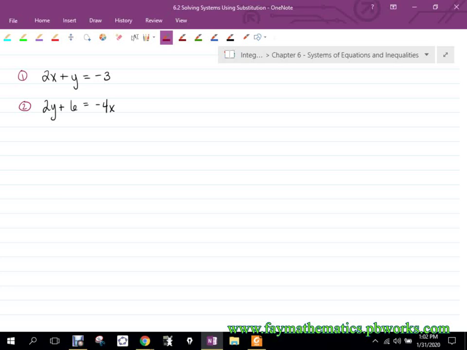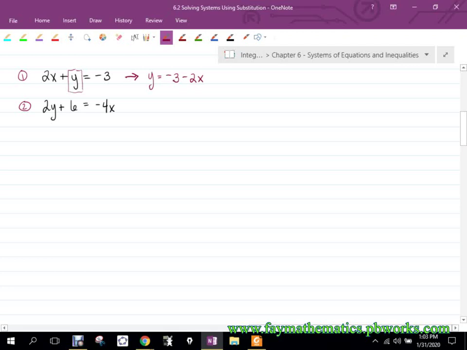So if I look at this, what equation there has a variable that would be really easy to solve for? Lindsay? Equation 1, and what variable would you solve for? Solve for y. So let's do that. What am I going to have to do in order to get this 1y by itself? Subtract 2x. So we're going to have y equals negative 3 minus 2x, right?